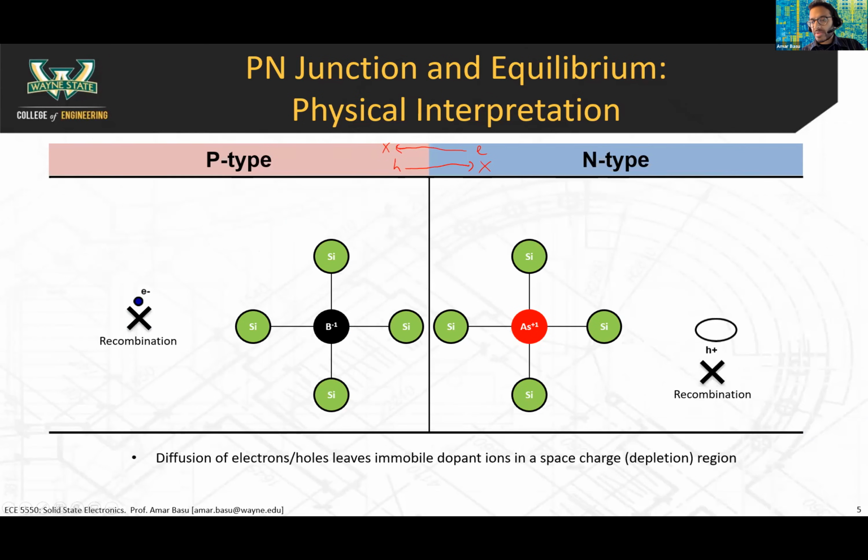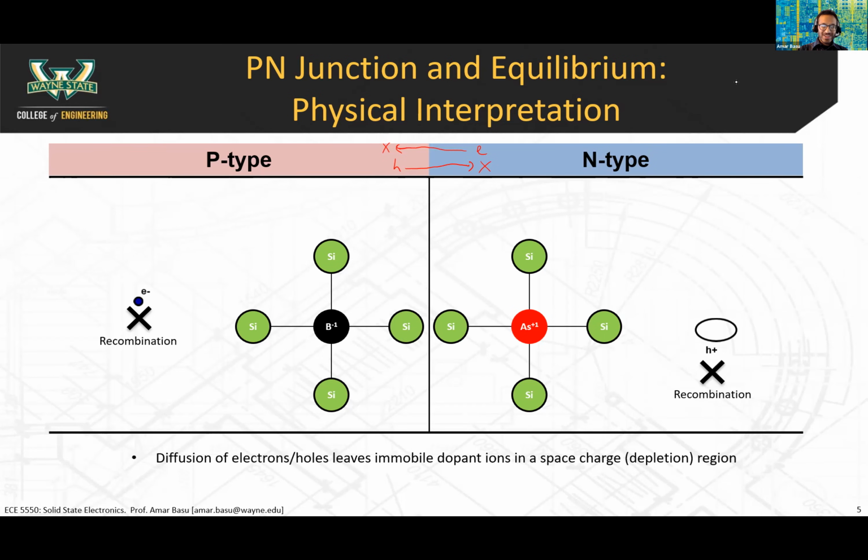Which way is the electric field going to point? To the right. Opposite of the electrons. Oh, I see what you're saying.